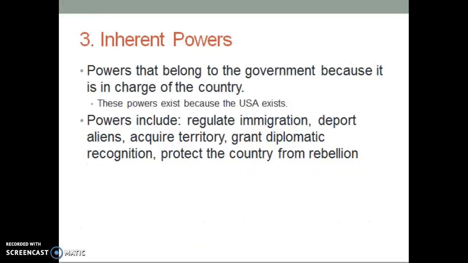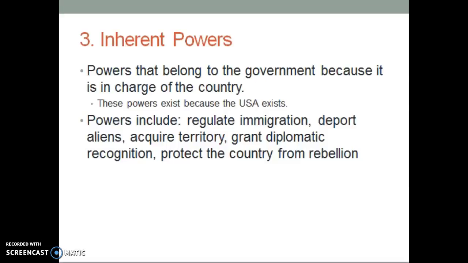Third and last, but certainly not least, we have the inherent powers. And these are things that simply exist because we are a nation. Things like regulating immigration, and if that means deportation, then that's something that comes with being a nation. Acquiring new territories, we haven't done that in some time, but think of the Louisiana Purchase and dealing with territories west of the Mississippi.